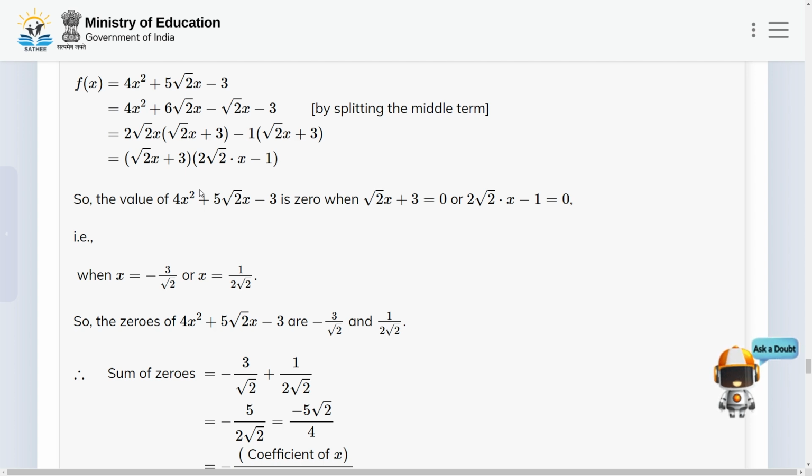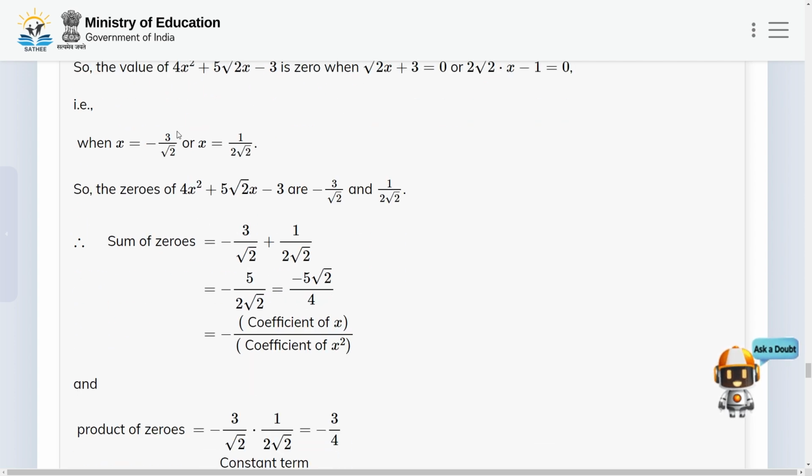Now the value of 4x² + 5√2x - 3 is 0 when √2x + 3 = 0, or 2√2x - 1 = 0. That is, when x = -3/√2 or x = 1/(2√2). So the zeros of 4x² + 5√2x - 3 are -3/√2 and 1/(2√2).